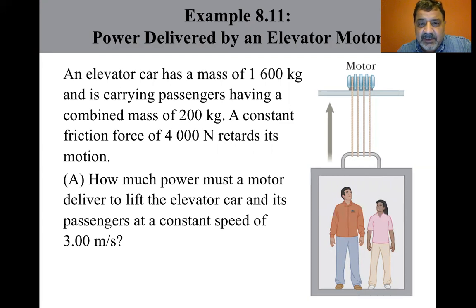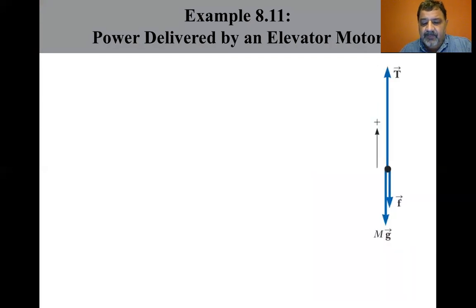Remember, the fact that the acceleration is 0 does not mean that it's not moving. It just means it's moving at a constant velocity. The free body diagram specifies the upward direction as positive. The total mass M of the system, the car plus the passengers, is equal to 1,800 kilograms.